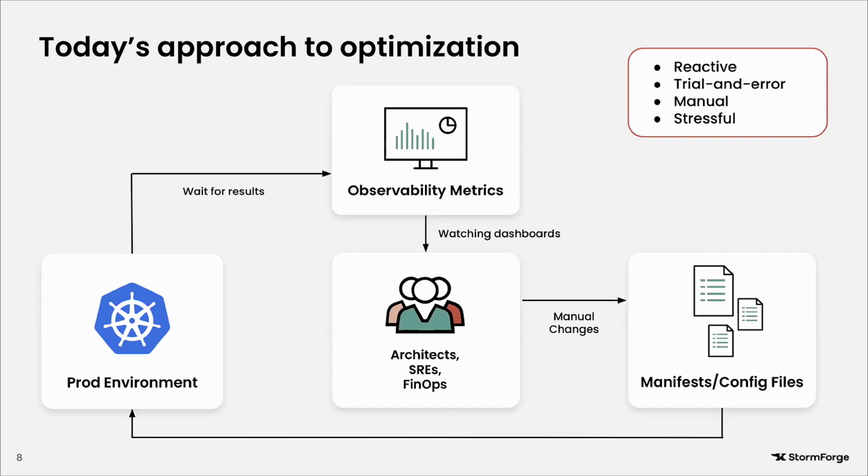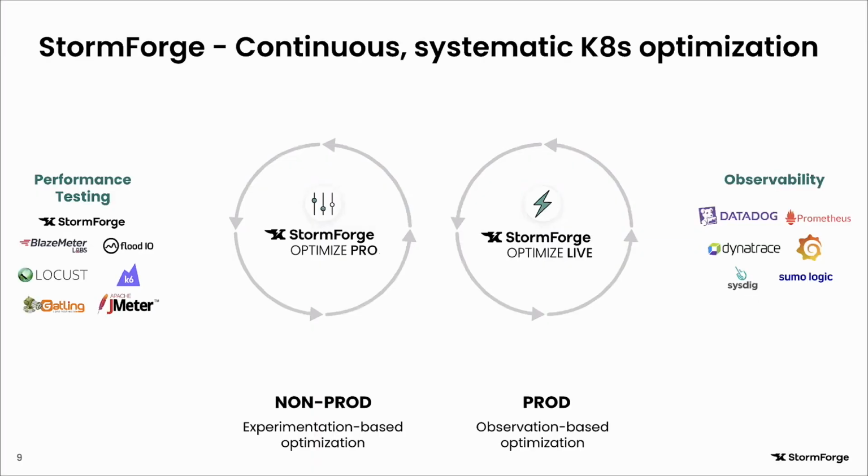SREs, it depends on their role, but they're generally like, I don't want to get paged yet again. Let me see what I can do to help this team make their app more stable. And then FinOps is complaining because the cloud costs just keep rocketing higher and higher. So obviously this begets the four problems in the top right there. It's stressful, and it's manual, and again, it's trial and error. What can we do? What can't we do?